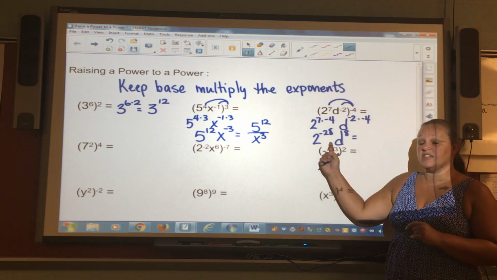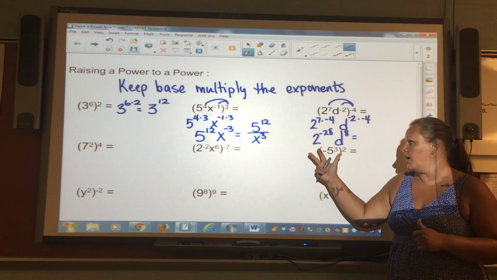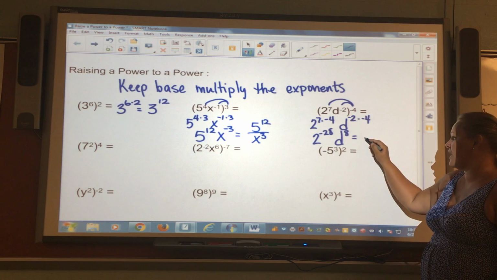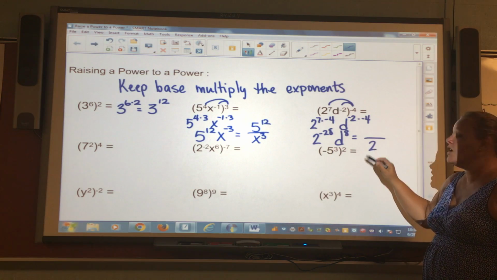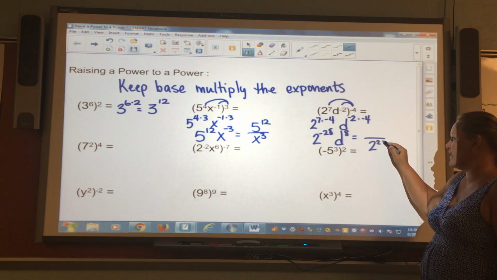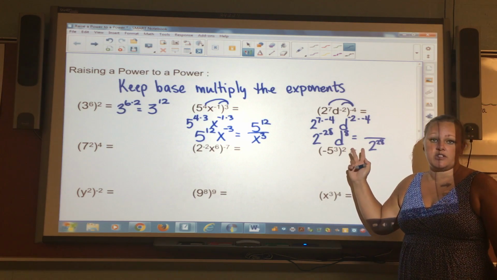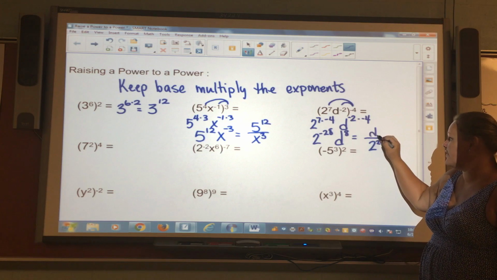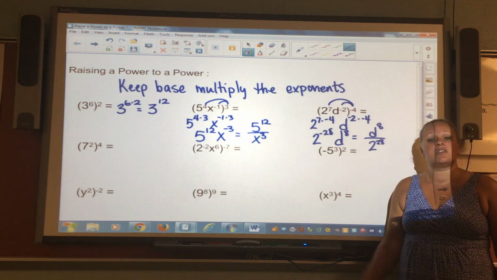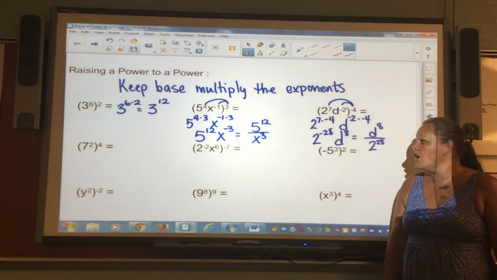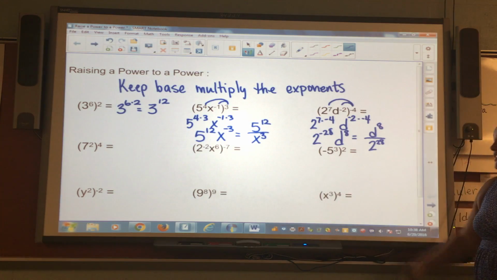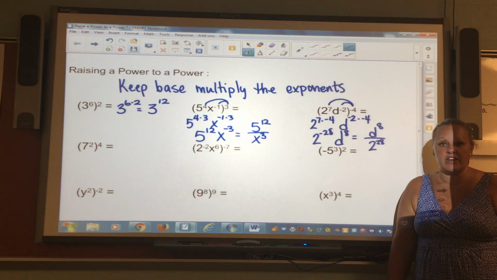Is the 2 going to stay, move, or turn to 1? It has a negative exponent, so that means we need to move it to the bottom so that it can become a positive 28. And the last one, is the d going to stay, move, or turn to 1? It has a positive exponent, so it will stay on the top of that fraction. We'll just leave it alone. So I'll give you a minute. You try this next row, and I'll come back and tell you if your answers are correct.